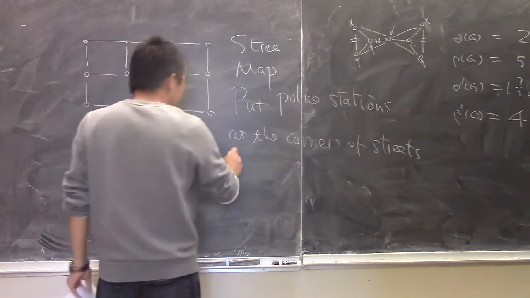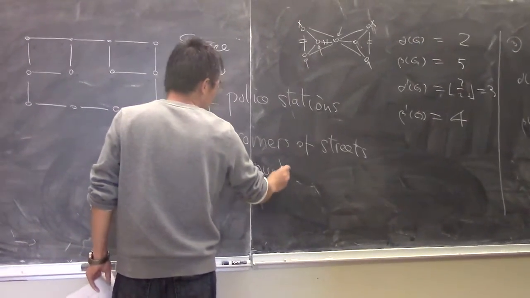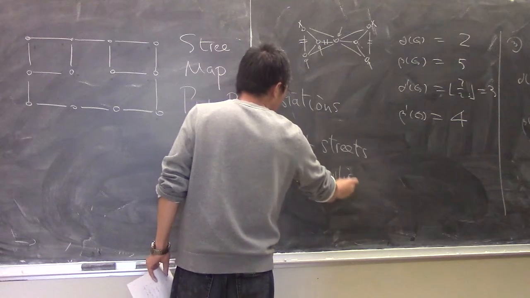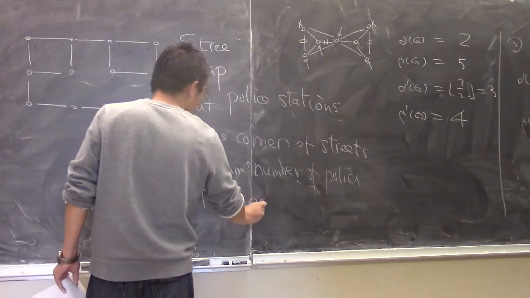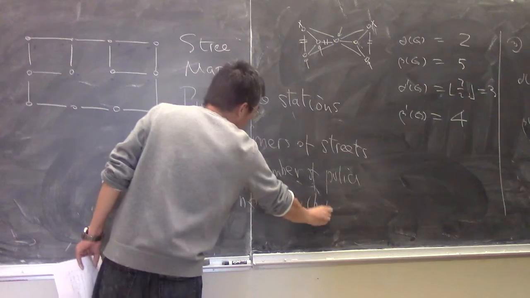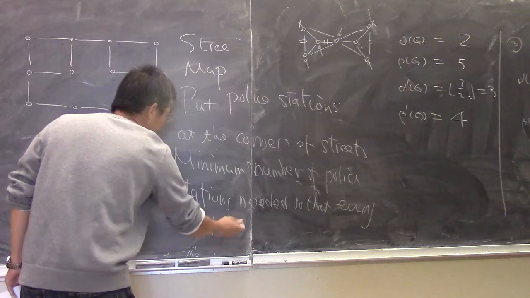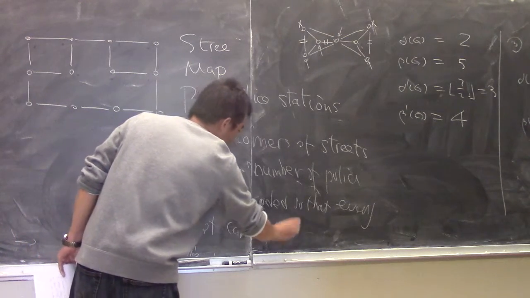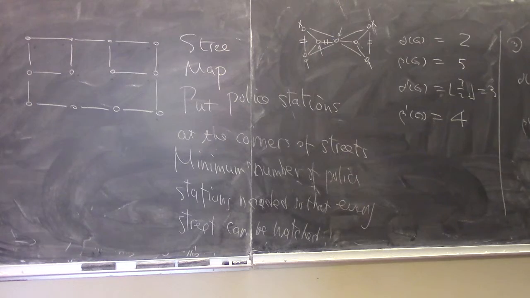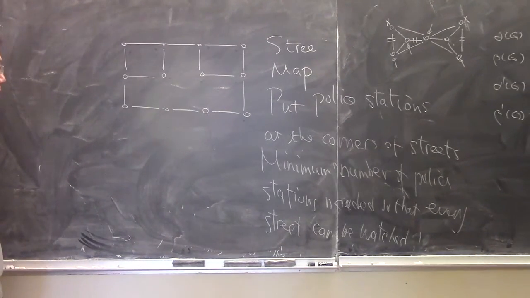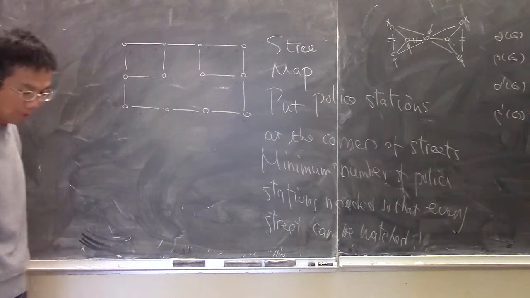And what I'm interested in is to find the minimal number of police stations needed so that every street can be watched. Okay, so what I'm interested in is the minimum number of police stations you will need, so that every street is going to be watched, right? Every street is going to be watched.